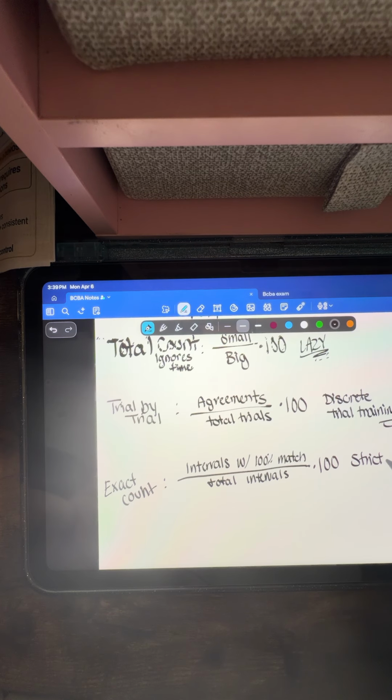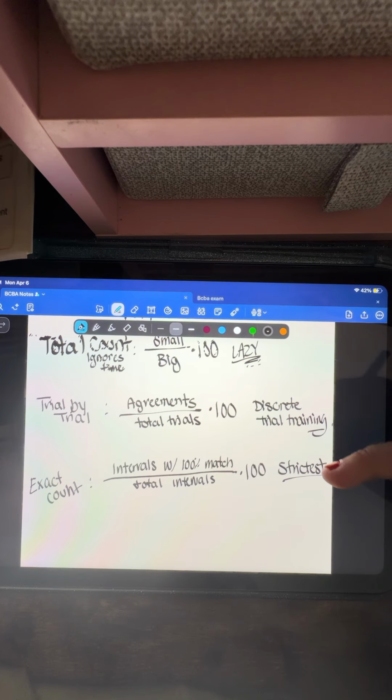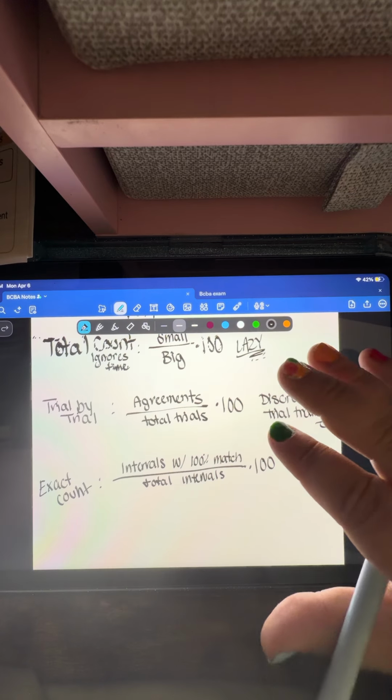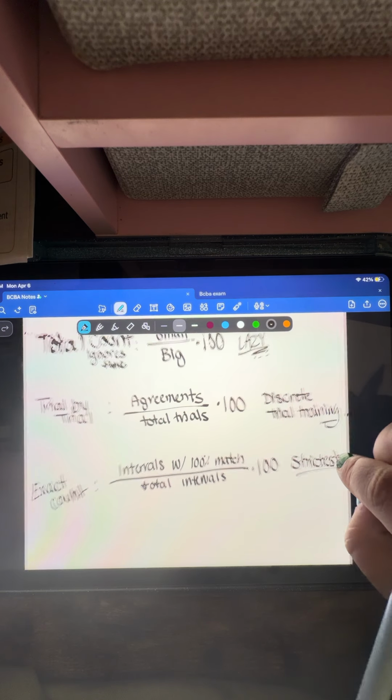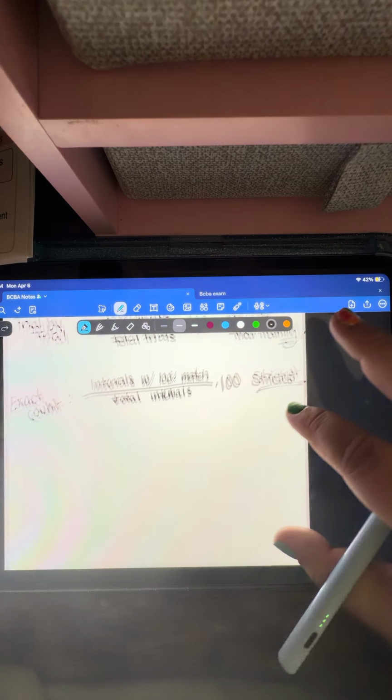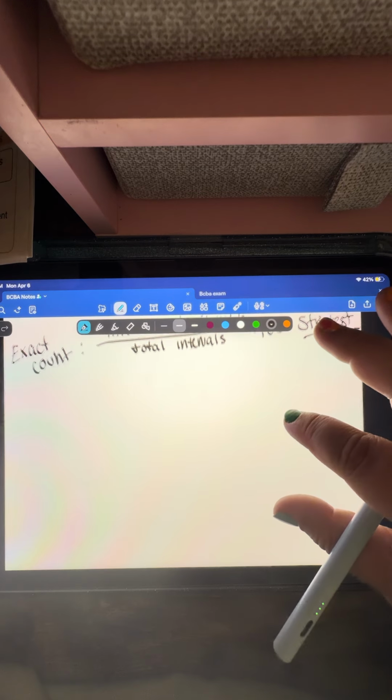Strictest. It's really hard to get a 100 on this. Like, that is perfect data from both of you, which is what we want, but this is strict for a reason. I believe good exact count data would be in like the 75 to 80s on this, realistically speaking, right?